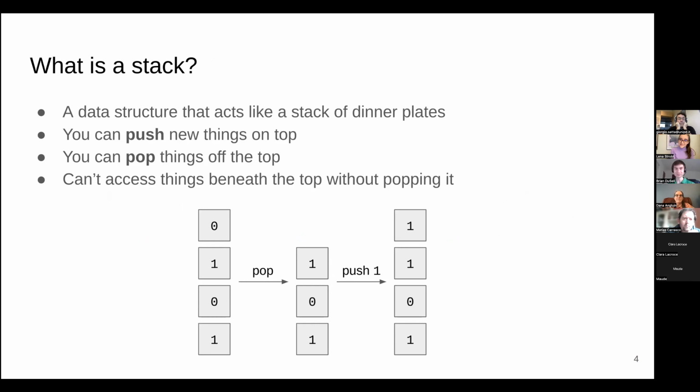So I'm going to start by reiterating some very basic concepts that hopefully all of you are familiar with. So the first is, what is a stack? A stack is a data structure. It's fundamental in computer science, and it's a container that acts like a stack of dinner plates. So you can push new items on top, you can pop the thing that's on top of the stack and remove it, and you can't access anything that's beneath the top without popping it first.